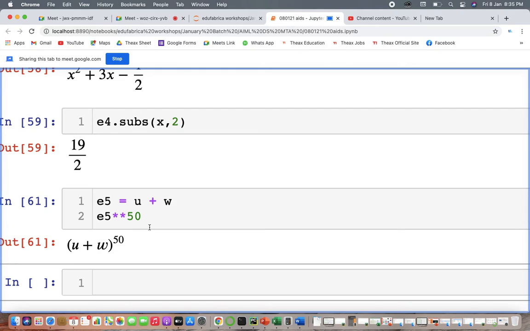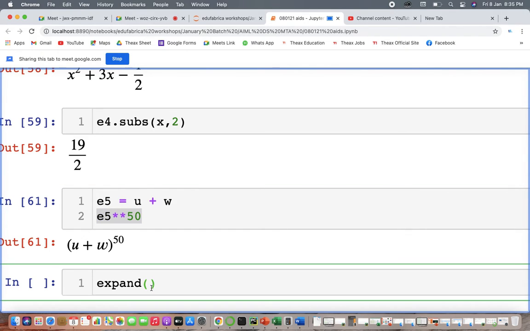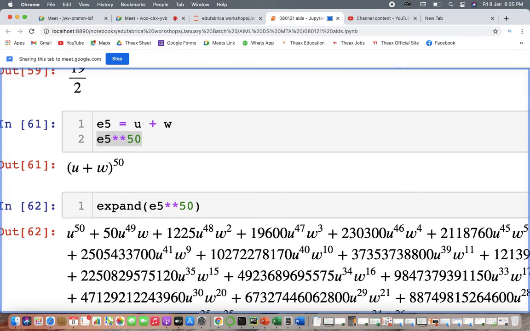You also have learned this in class 11, right? Binomial expansions. Or else, what we can do is, we just need to expand this. We'll be getting a very good answer. This one.